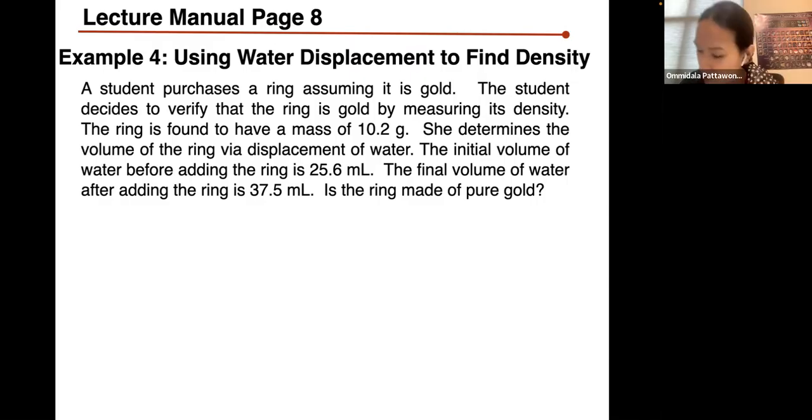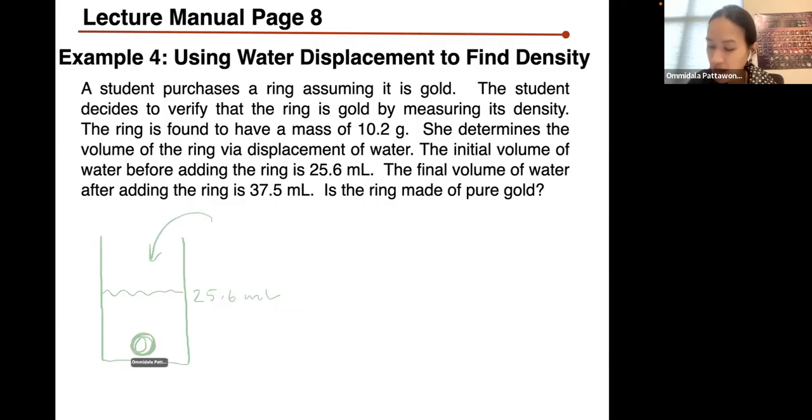So what it means is that if you have water, it started at 25.6 milliliters. Now you add an object in. What would happen? Well, the water is going to rise. It's similar to when you are soaking yourself in a hot tub: you will see the volume of water in the hot tub rise. So it's similar to that. What does it mean then? It means that this difference right here is going to be the volume of the object.